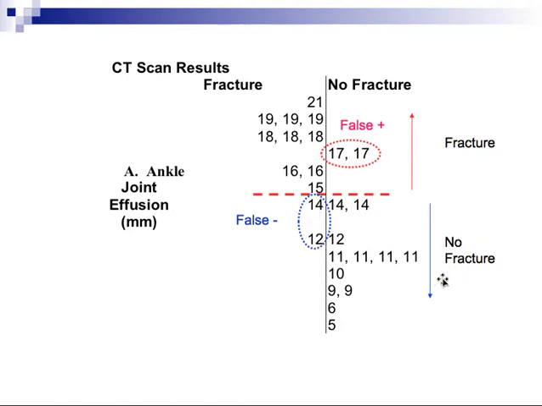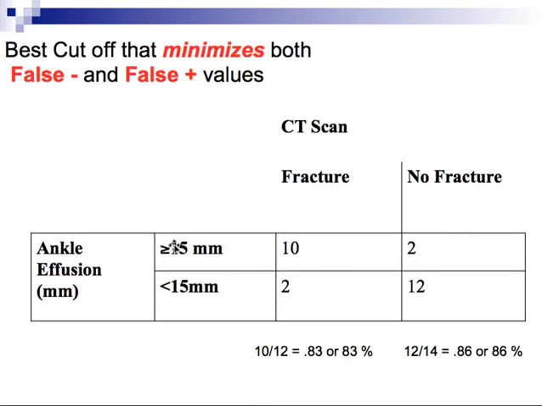I'd say, oh no, you don't have one, but that's not true. 2 people do, so those are the false negatives. And so similarly here, I would say all these people 15 and above have a fracture, but in fact 2 people do not, and so those people would be false positives. So this is an example of a cutoff value that balances both the false negatives and false positives.